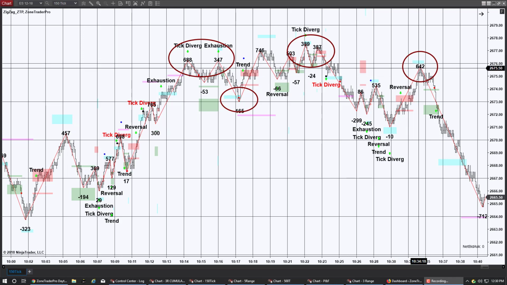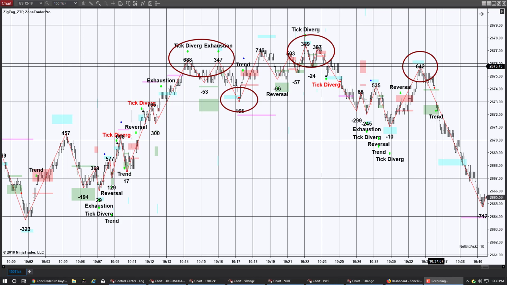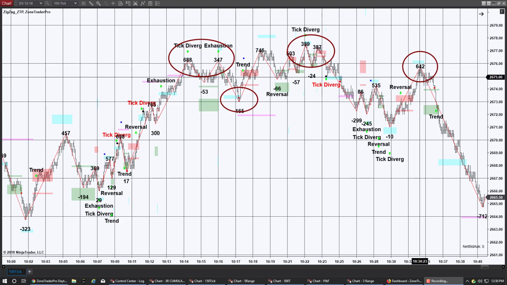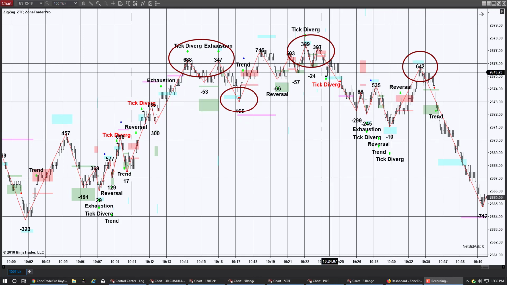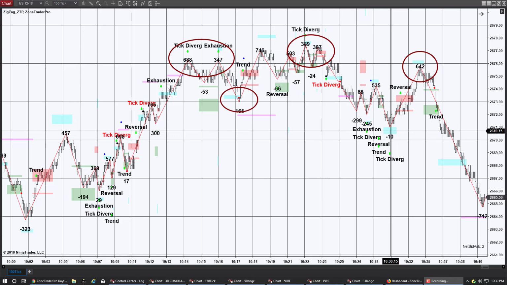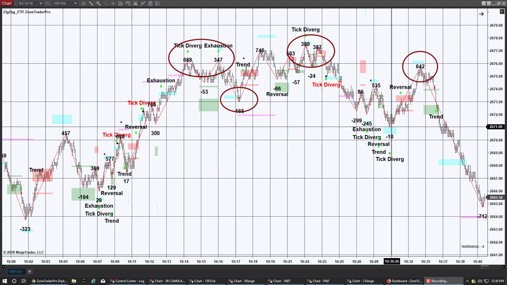However, with the pattern on the 500 tick chart along with the delta strength, that would have been a good argument for taking that trade. We see here where we would have covered this short trade exactly at a tick divergence blue zone.